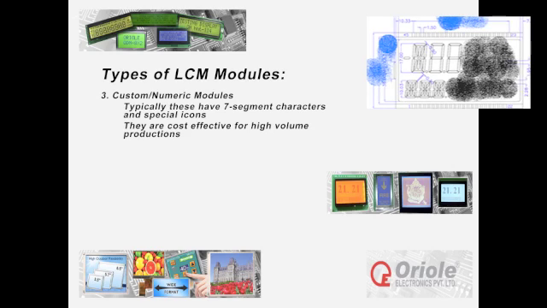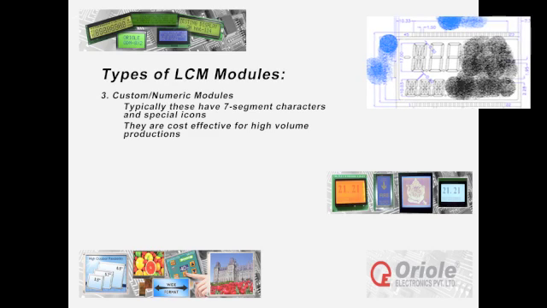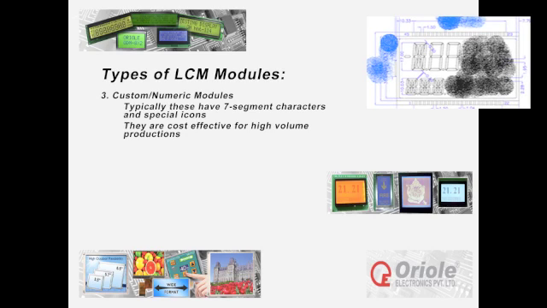So as an example, you can see on this display, we have 7 segment characters and we also have 14 segment characters. So you can have a mix of both. You can also have special characters. You can also have symbols like percentage or degree Celsius, degree Fahrenheit, battery symbols, etc.